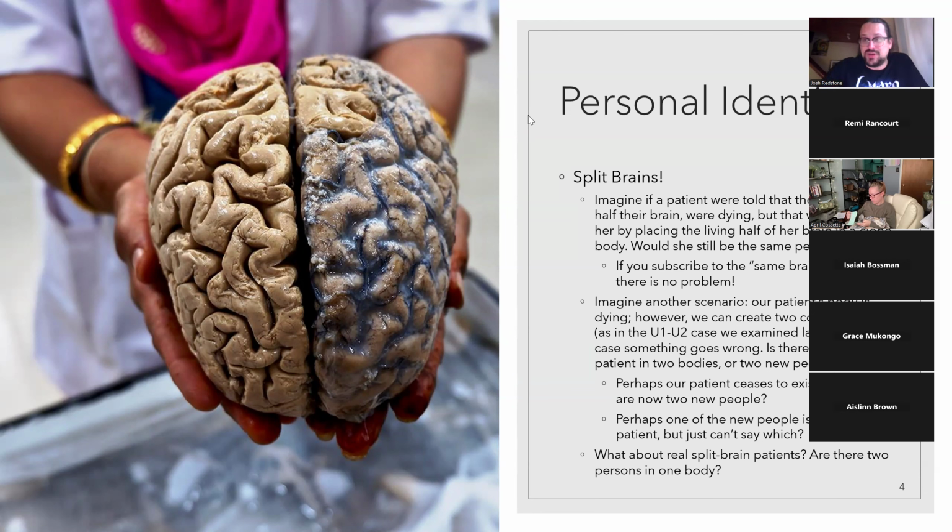But when we do a hemispherectomy, we take out one hemisphere and get rid of it, right? Yeah, the same but in reverse. So, what if you had to do a version of this where you had to take your surviving half of your brain and put it in a new body? Would that person be the same person?